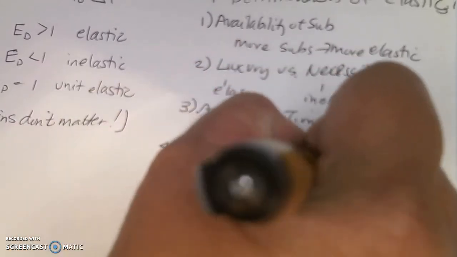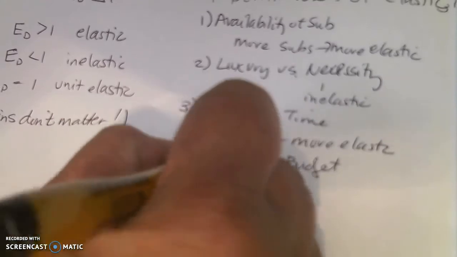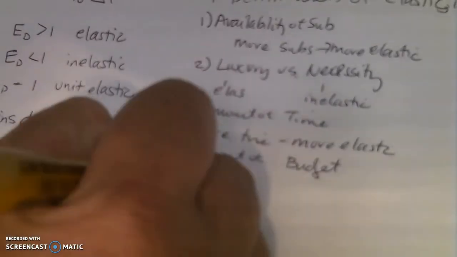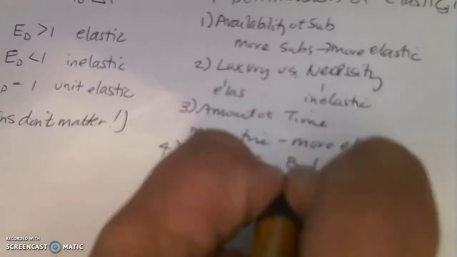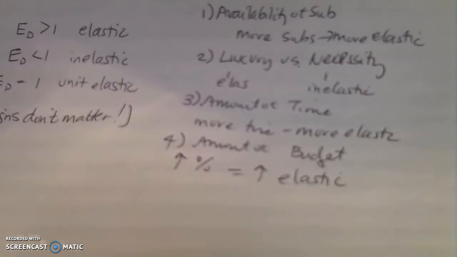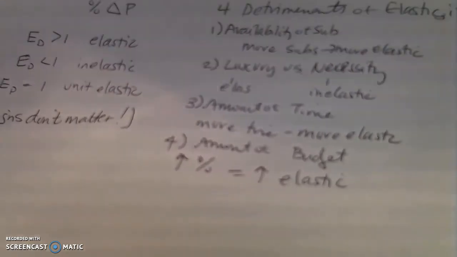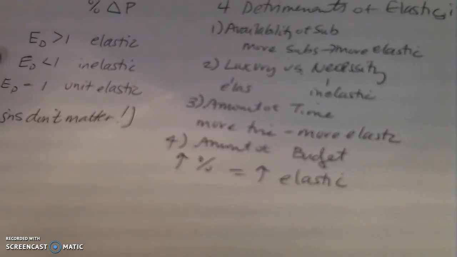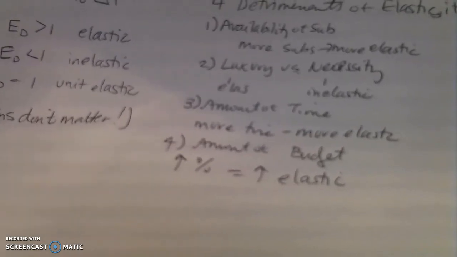The last one is going to be the amount of the budget. So the greater the percentage of the budget, the more elastic. It just says the more money you spend, the more you'll search for a substitute for something cheaper out there. So when we start talking about determinants, that's what we're referring to. What makes something more elastic or inelastic?